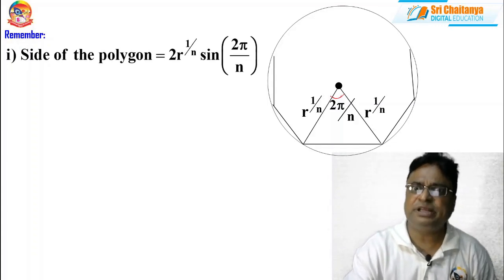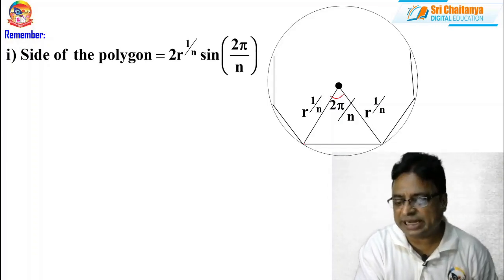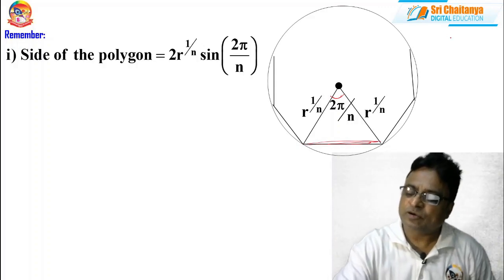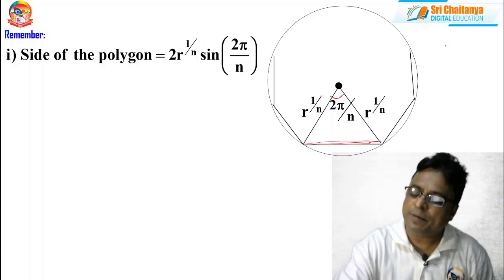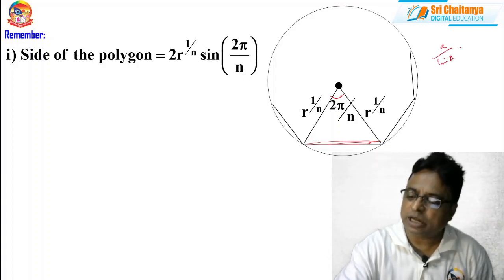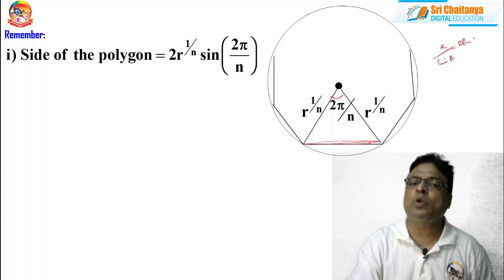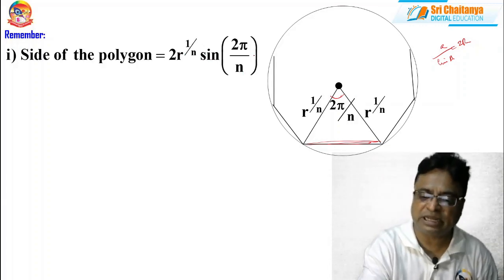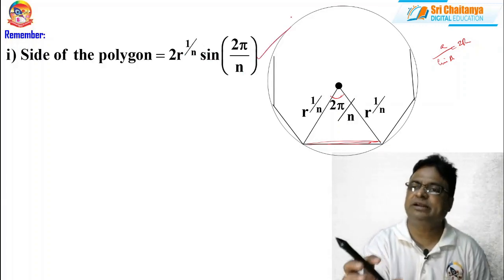So the side of the polygon. This is what side. So we know, by the properties of triangles, by the sine rule, a by sine A is equal to 2r. That is, a equals 2r sine A. So 2 into r means r power 1 by n, and sine A means sine 2 pi by n. With the help of this formula, you can write the side of the polygon like this.